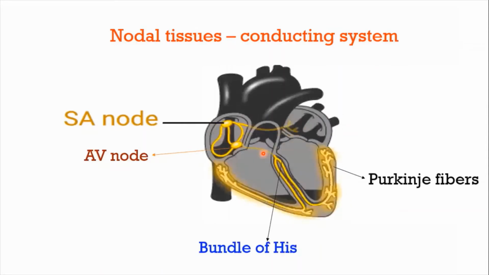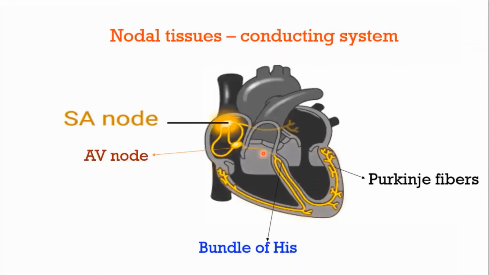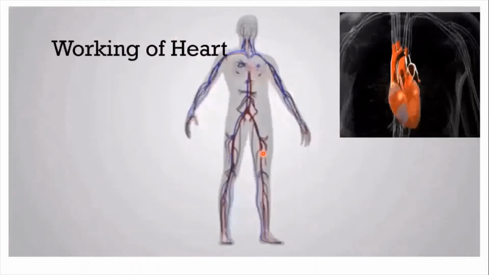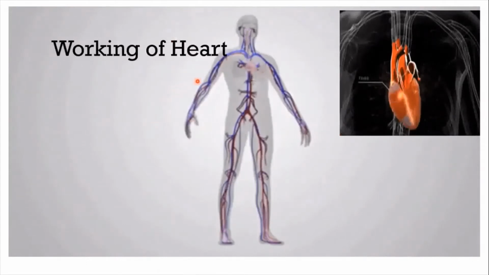Hoping you are all ready with the knowledge of the structure of the heart, let's move to our present topic, the working of the heart. What is the importance of the heart in the circulatory system? What is circulation first? The process of moving blood throughout the body is called circulation.